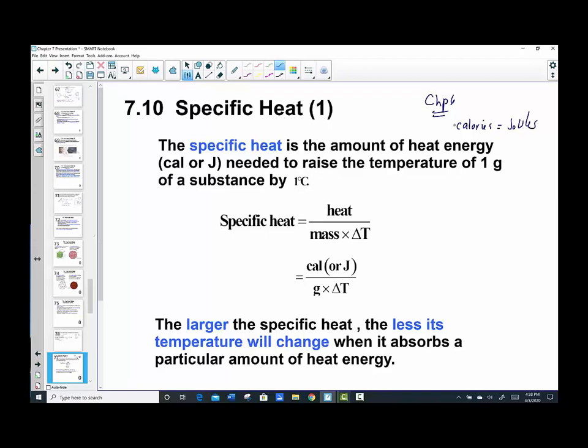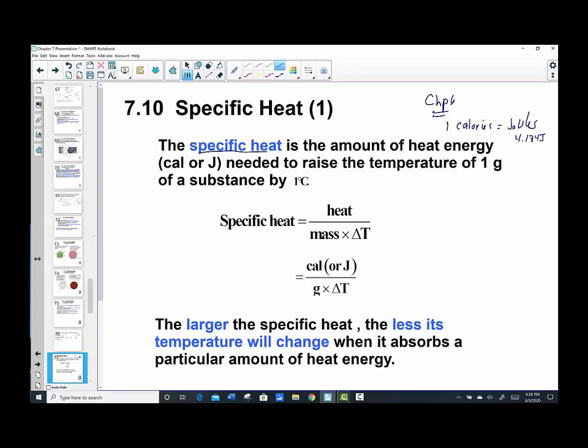Calories and joules, we said 1 calorie was the same as 4.184 joules. And we defined really the specific heat of water at that time. We said it takes 1 calorie of energy to raise 1 gram of water 1 Celsius degree. Or in the metric system, we defined it as saying it takes 4.184 joules of heat energy to raise 1 gram of water by 1 Celsius degree. I'm telling you the specific heat of water when I'm giving you that information.